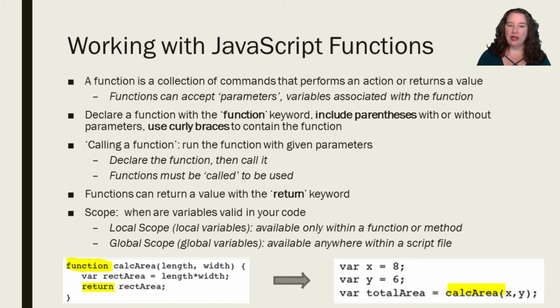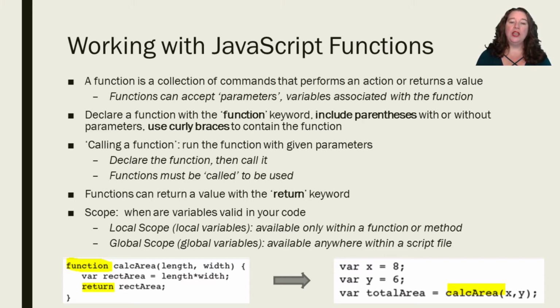So we're going to declare our function with the keyword function, then the name of our function. The example here is calc area. That's the name of our function. And then at least an open and closed parenthesis. But in this case, we're actually using variables. So we're passing in some parameters. So our length and width are the parameters that we're passing in.